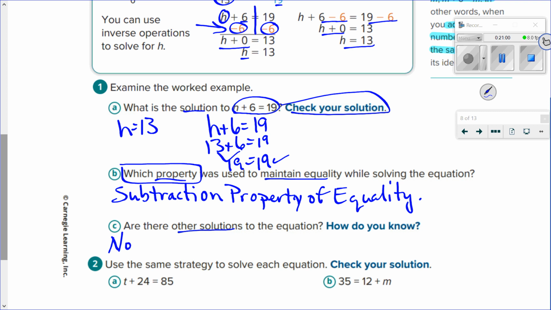The only solution is when 19 equals 19. The only way to get there is to make h 13.